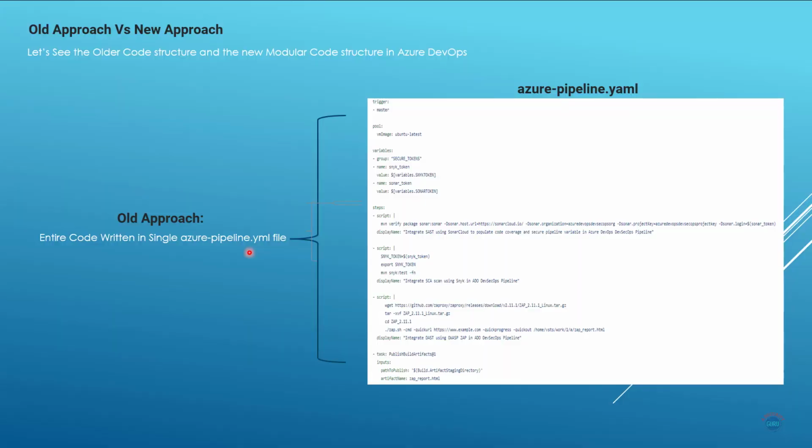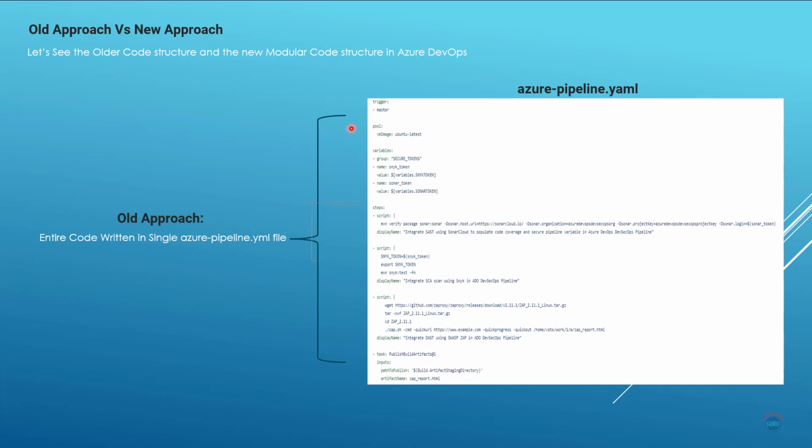Here we will see how it will impact our current pipeline structure. So let's see the old versus the new modular approach. This is our current Azure pipeline YAML file, which is the older approach where we have written the entire code in a single Azure pipeline YAML file. As you can see, we have defined variables, and we have defined steps where we are running the SonarCloud scan, then the Snyk scan, and then the ZAP scan, and we are publishing the artifacts of ZAP. So everything is written in one single YAML file.